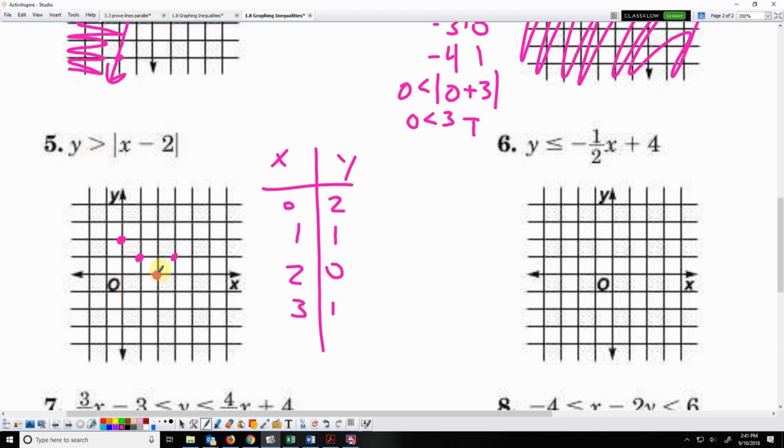Once again, it's not underlined, so it is dotted. So there's our V. Now we decide where to shade. 0 is greater than the absolute value of 0 minus 2. Okay, so that's -2. Absolute value is 2. I think I said less than, but 0 is greater than 2, and that statement is false. 0 is outside of the V, and it made a false statement, which means that inside of the V will make a true statement.